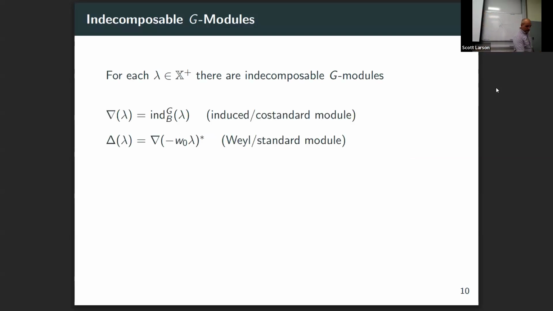So in characteristic 0, the only indecomposable modules are the simples, but in characteristic p, they knew that there were a couple others. There's what we call the induced or co-standard module, nabla of lambda, and then there's the Weyl or the standard module, delta of lambda. And these can both be obtained from characteristic 0 by a base change. Sometimes they're actually isomorphic to the simple module of highest weight lambda in characteristic p. But in general, they contain this thing as a composition factor uniquely.